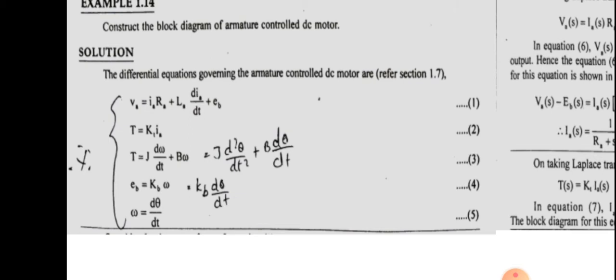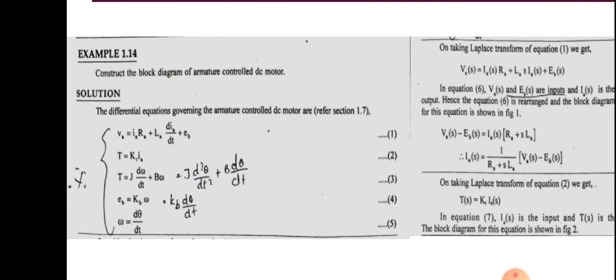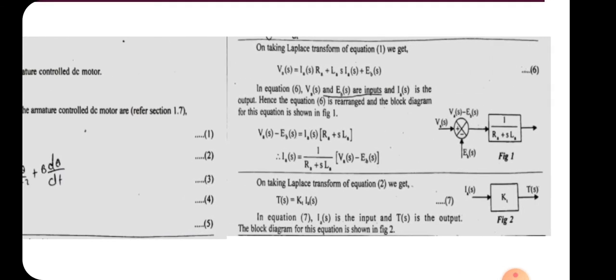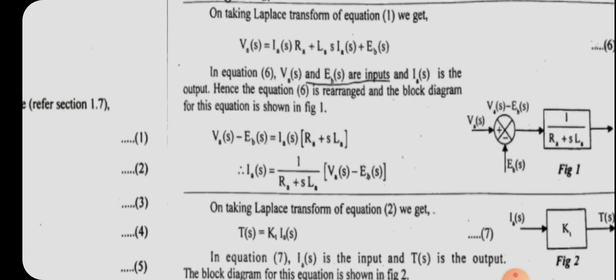Instead of d theta by dt, here we are using b omega. The next equation is EB equals KB into omega, that is KB into d theta by dt, and omega is equal to d theta by dt. These are the differential equations governing the armature controlled DC motor. Next we have to construct the block diagram.